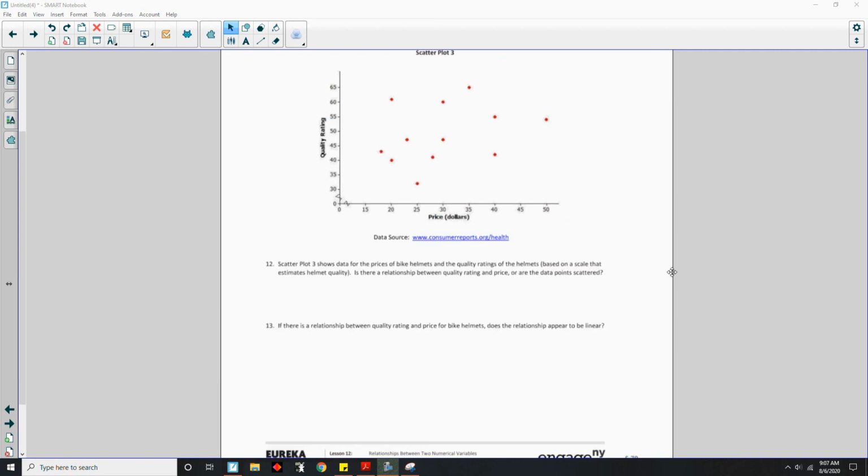Okay, moving on to scatter plot number 3. So the x-axis says price in dollars, and the y-axis says quality rating. So they're talking about a product. Data source is consumerreports.org/health. So they're talking about something about health. And then number 12 says scatter plot 3 shows data for the prices of bike helmets and the quality ratings of the helmets based on a scale that estimates helmet quality. Is there a relationship between quality rating and price, or are the data points scattered?